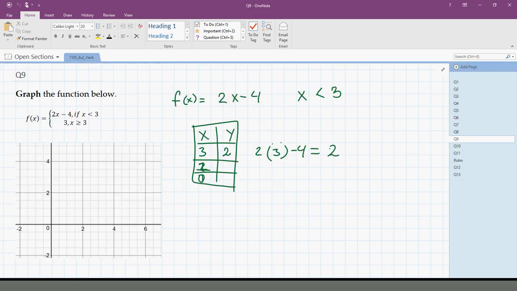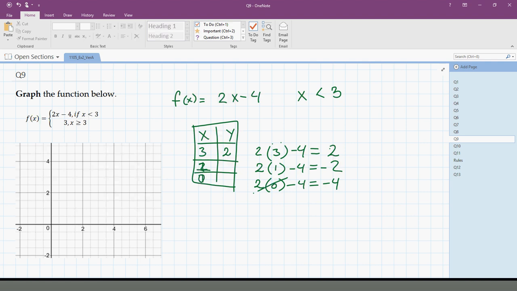Okay. I'm going to do again the 1. So x, 2 times 1, negative 4. So 2 times 1 is 2. It's negative 2. And if I replace the x by 0, this cancels, negative 4. So it's going to be negative 4. So I have 3 points.